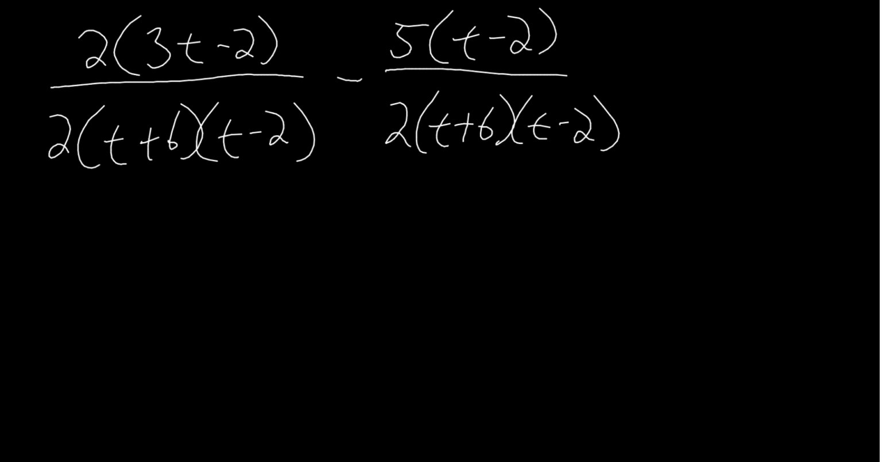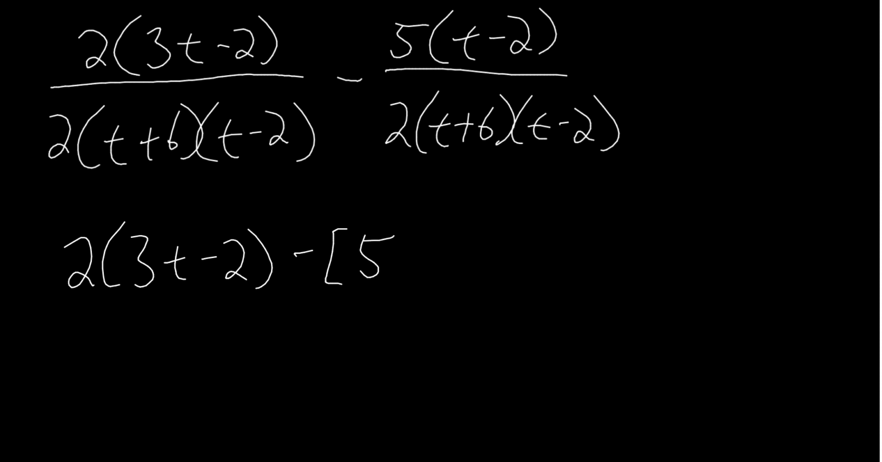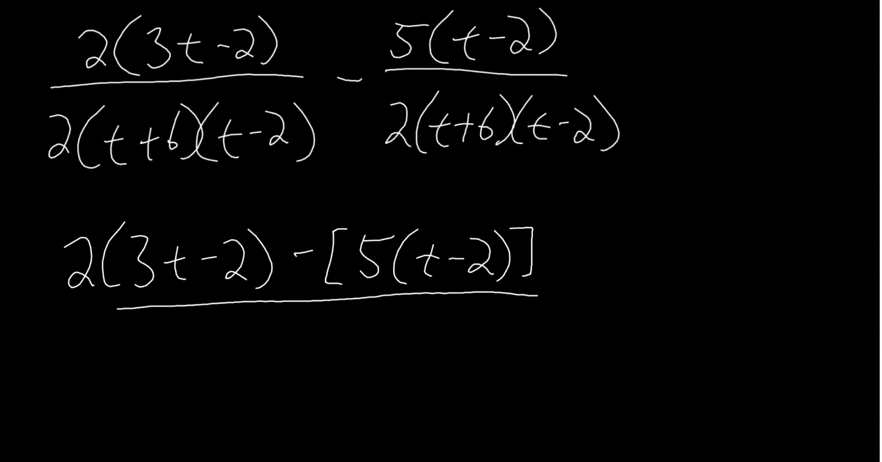So we can now combine this, and we'll get 2(3t minus 2), and it's going to be minus, and again, we'll put this whole thing in brackets. We're not going to use parentheses this time because we already have parentheses in the numerator. That's the difference between parentheses and brackets: you just use one or the other if the other one's already being used. And then my common denominator is 2(t plus 6)(t minus 2). Okay.